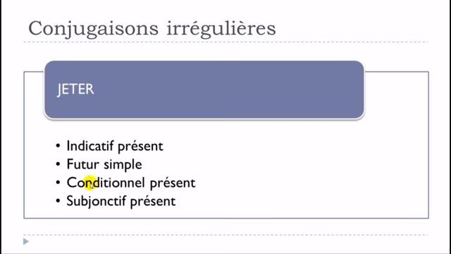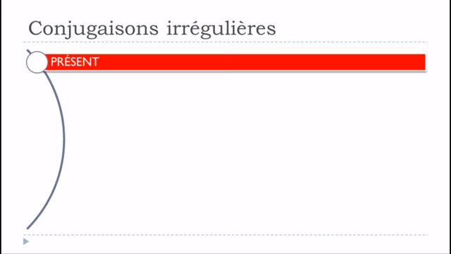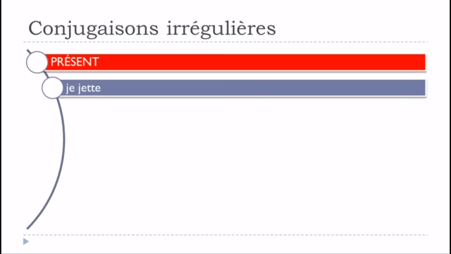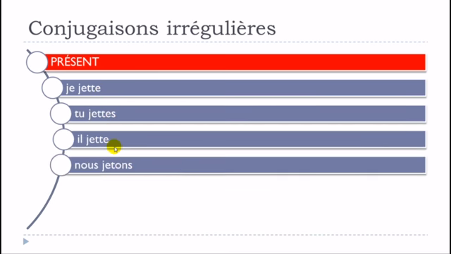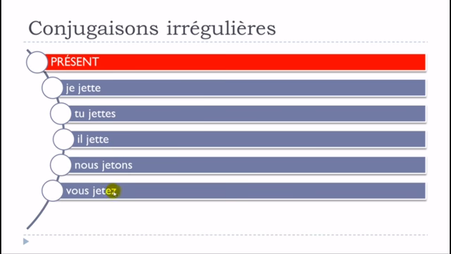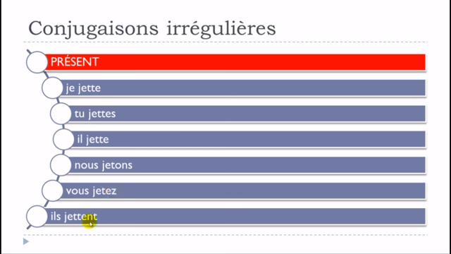But then for these tenses, we'll see that we will have little changes, and we'll see right away what are these changes for the présent form. And it goes like je jette, tu jettes, il jette, nous jetons, vous jetez, and then ils jettent.